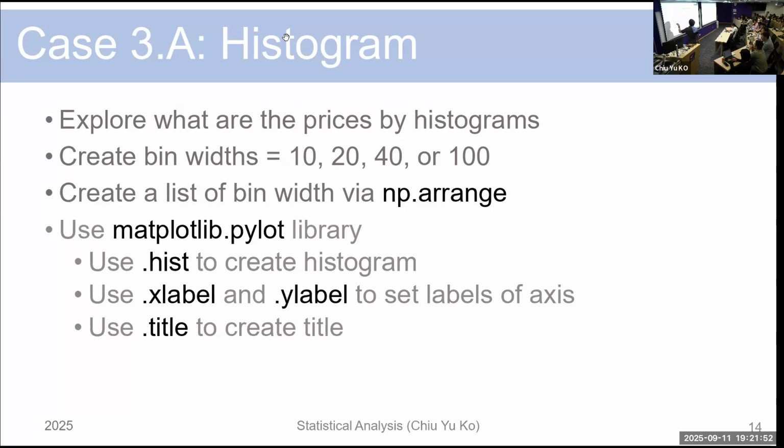The histogram. And because the price is from 0 to, say, 1,000, how do you draw each bar? It's called a bin. And how big each group is, we have more choices, but we can try 10, 20, 40, and 100. And to create this, we'll use the np.arange.